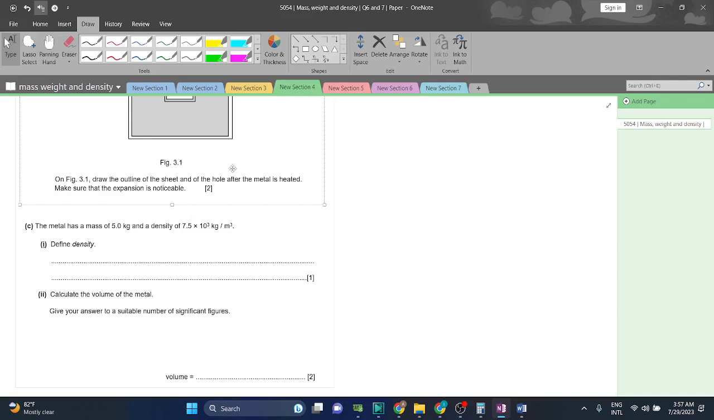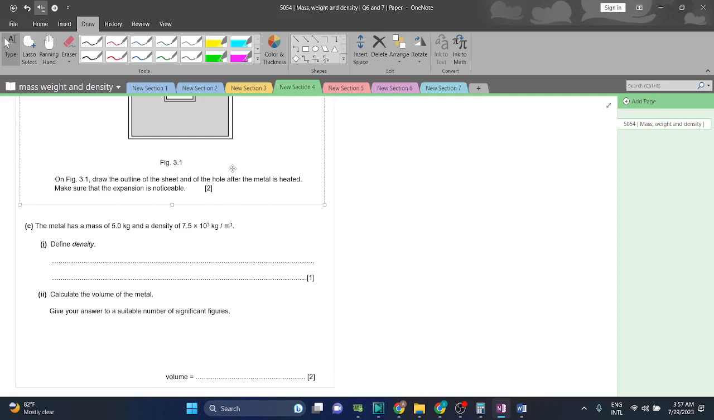The metal has a mass of 5 kilograms and a density of 7.5 times 10 raised to the power 3 kilograms per meter cube. Define density. Density is mass divided by volume, or mass per unit volume, जो भी आप कहना चाहो. Calculate the volume of the metal. Give your answer to a suitable number of significant figures.